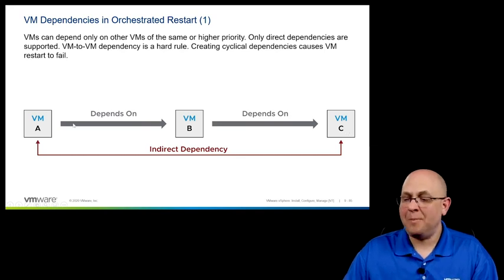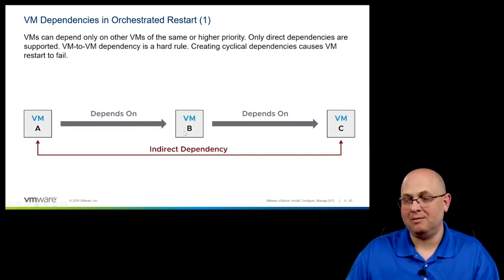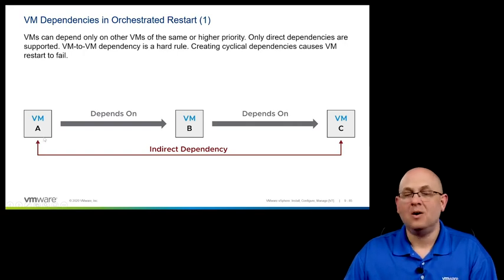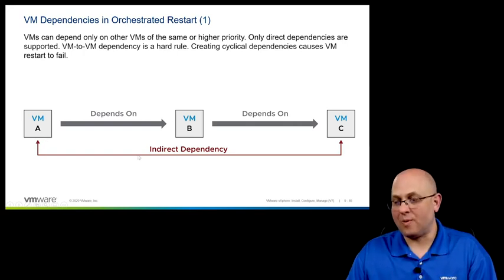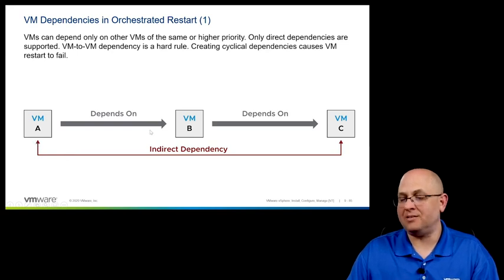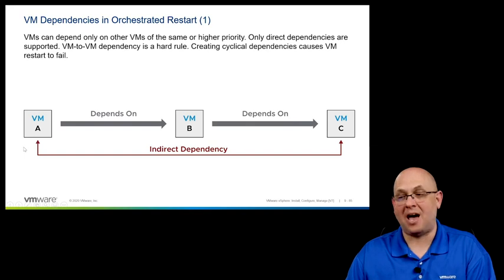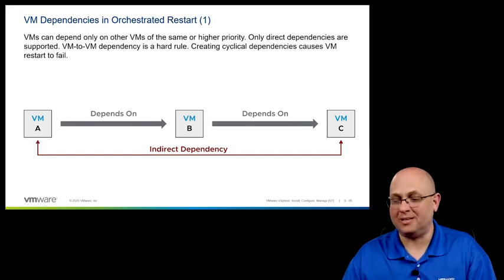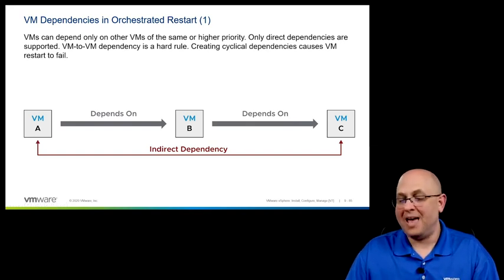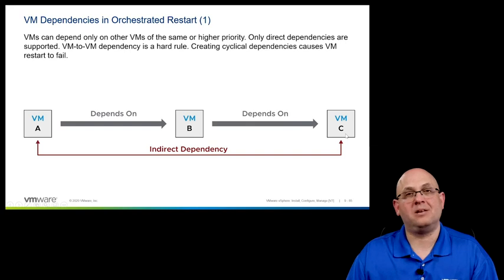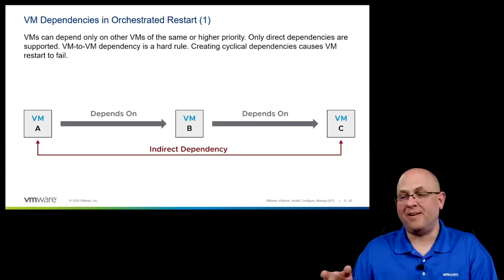Well, VMA depends on VMB. VMB depends on VMC. If one of these is missing, we don't create indirect dependencies. Okay? We don't say that VMA depends on VMB, depends on VMC, depends on VMA. We can't create the cyclical dependency. But also, VMA doesn't depend on VMC. So this order really has to be followed.